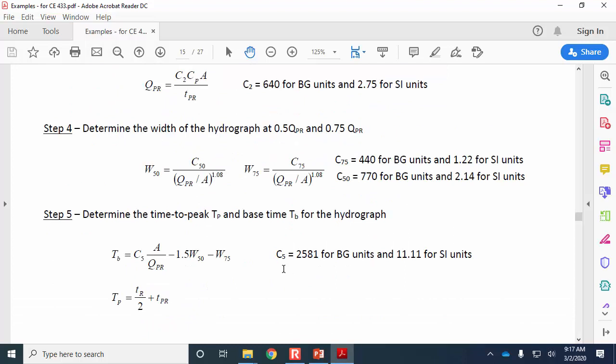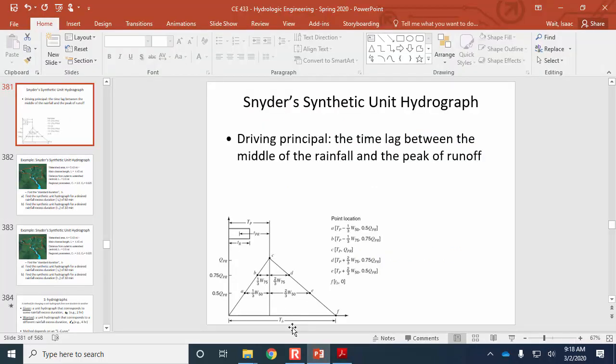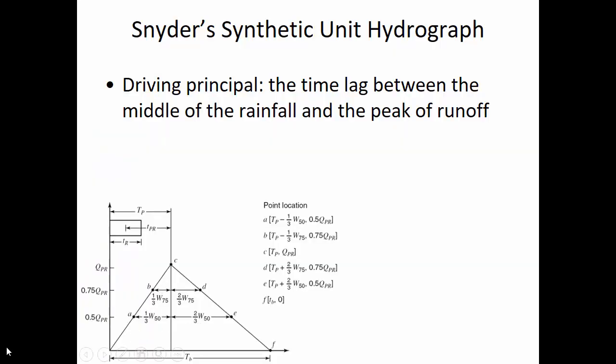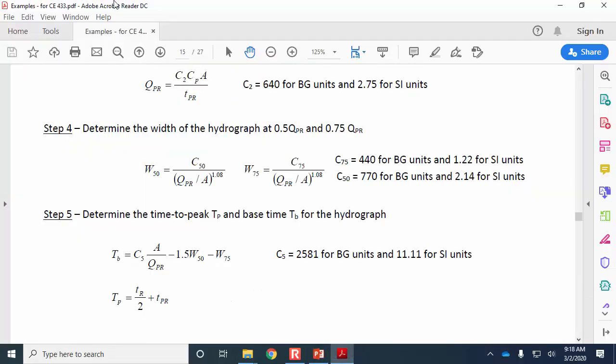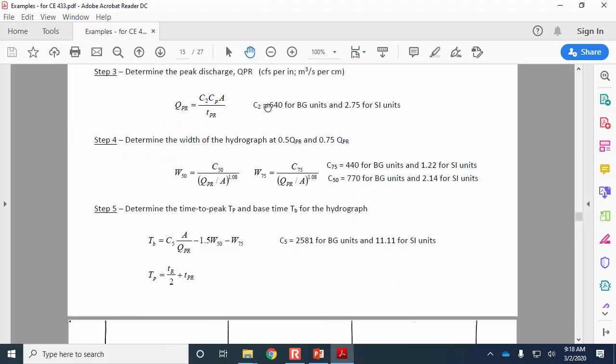the width of the triangle. How long is it going to take for it to get back down to zero flow rate? And so I'll point out here that T sub B is the bottom width of the triangle, where Q sub PR is the height of it. So what you're calculating is based on regression of other watersheds, the area of your watershed. You're finding out how long until the peak occurs, the height of the peak, and then the overall length of the unit hydrograph. So this handout that I'm going to put on Blackboard kind of summarizes the approach.